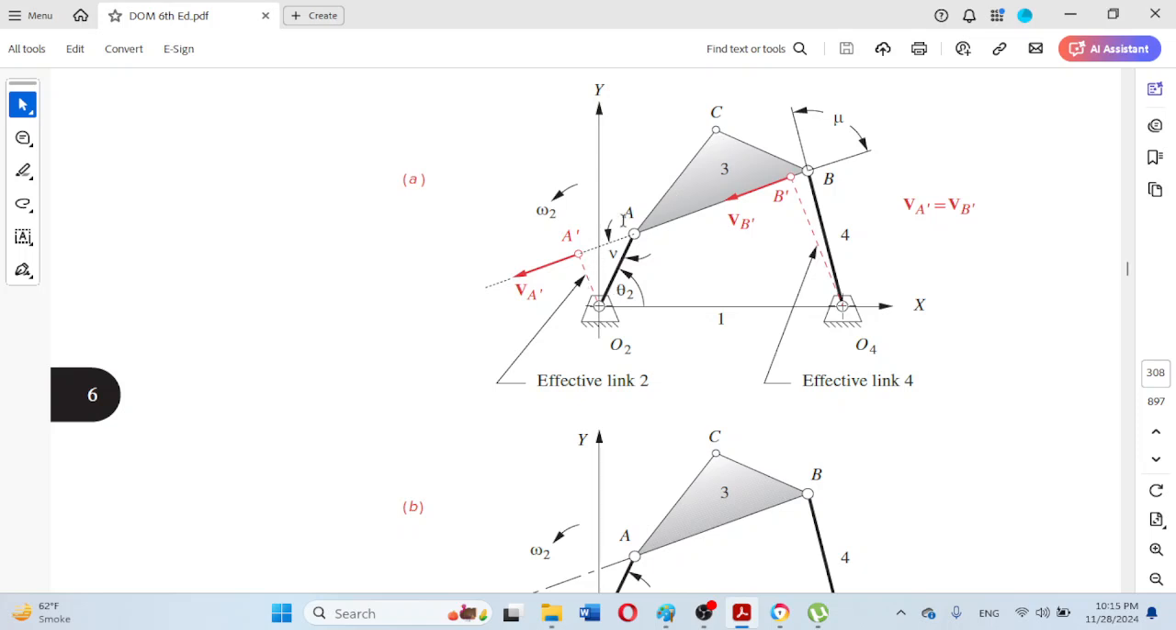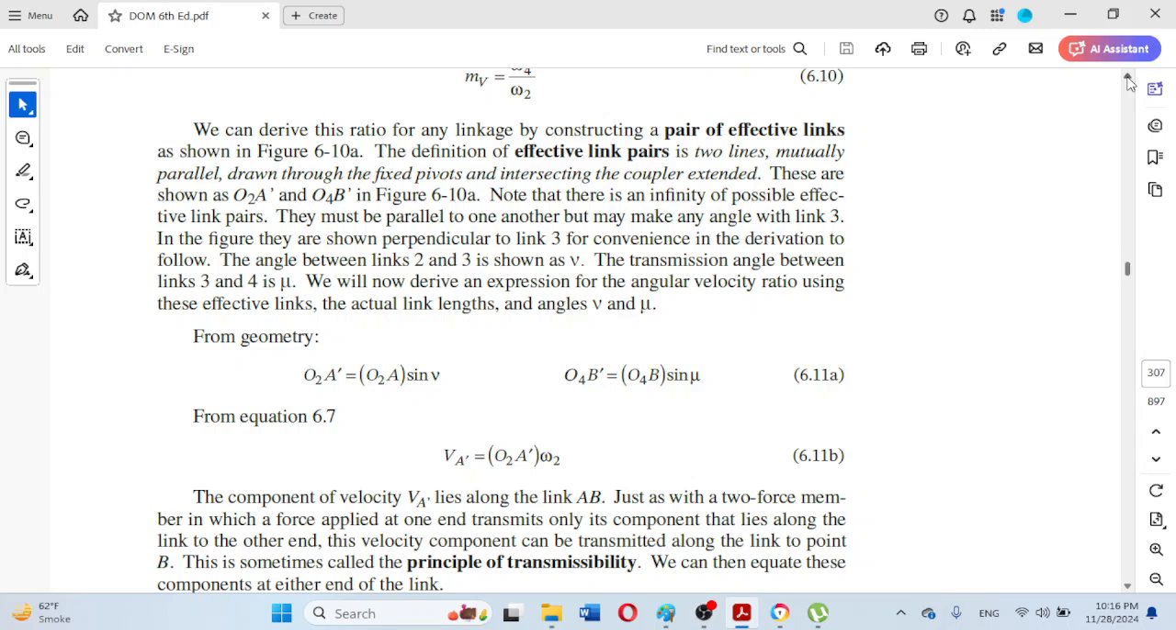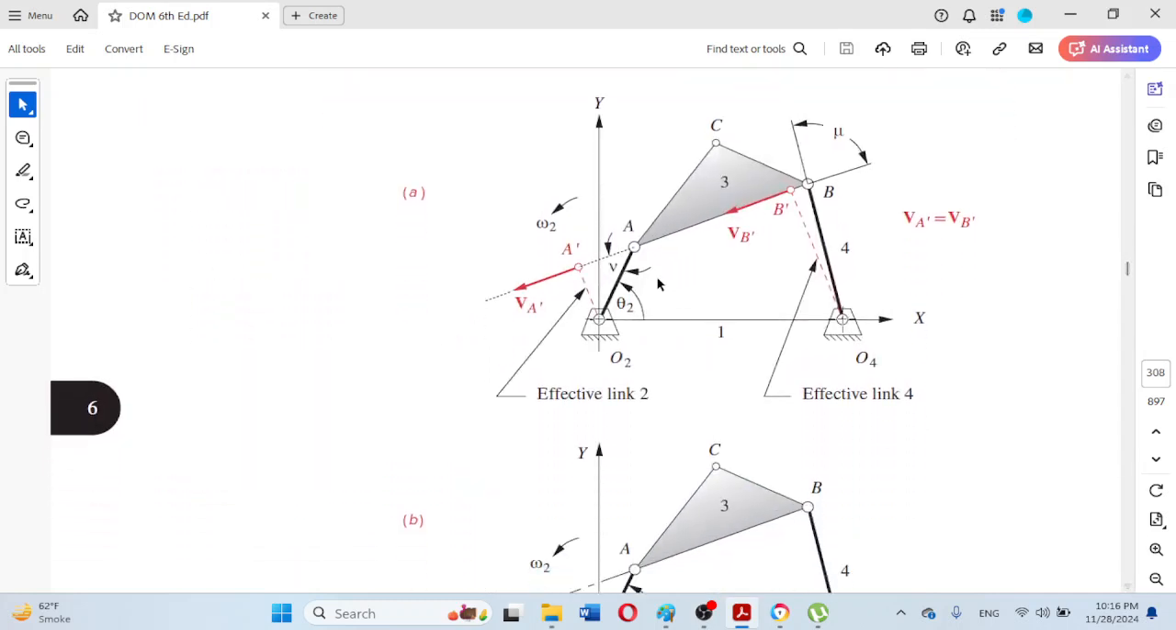This physical link O to A is the physical or fabricated link, and we are actually concerned with the effective link O to A dash or O4 B dash. So again the author states here, as we can observe, that they must be parallel to one another, but they may make any angle with the link 3.